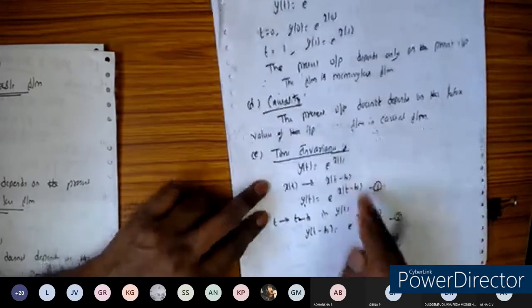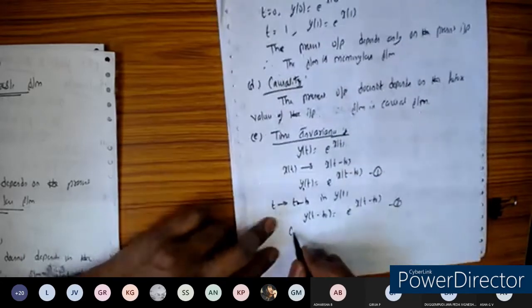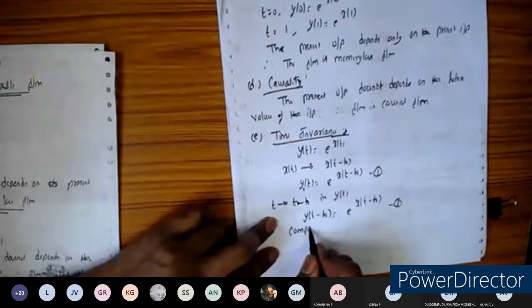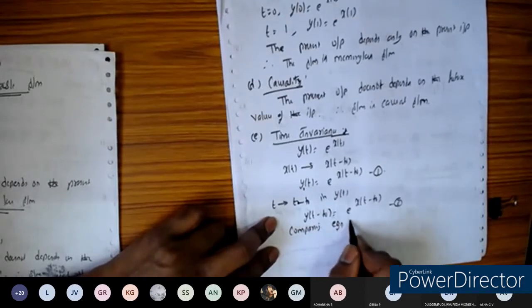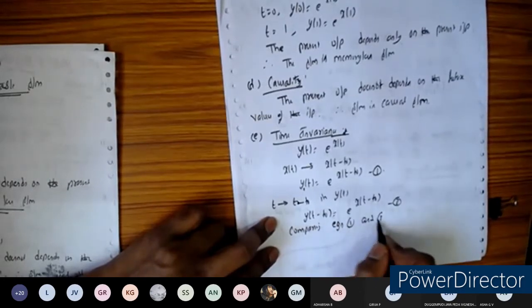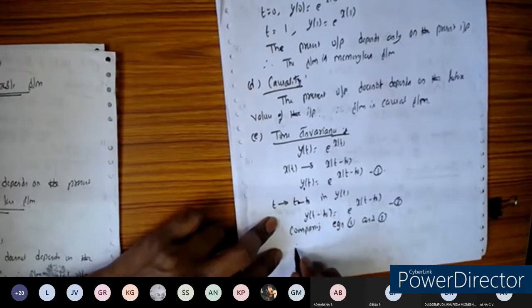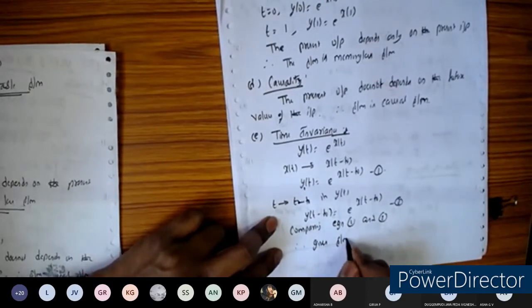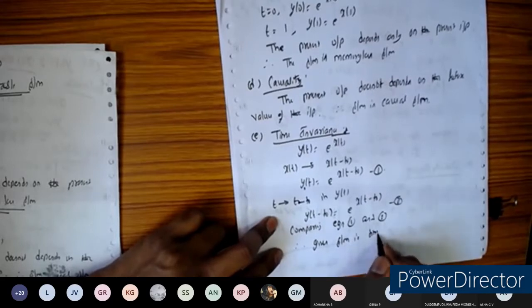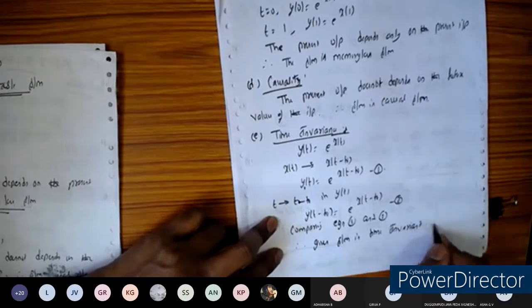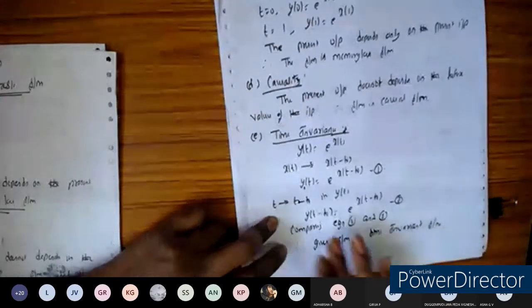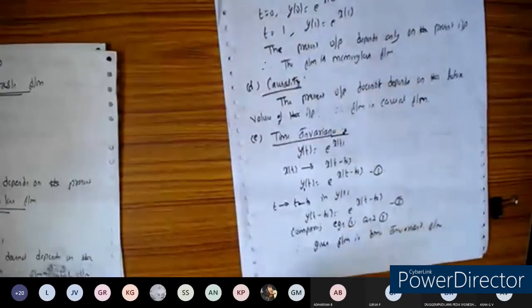Compare the RHS part of equations 1 and 2. If you compare equations 1 and 2, therefore the given system is a time invariant system.